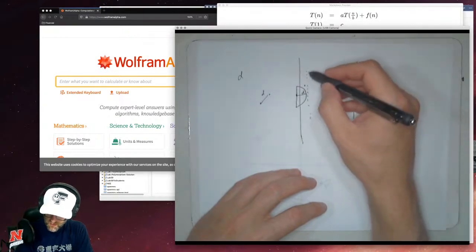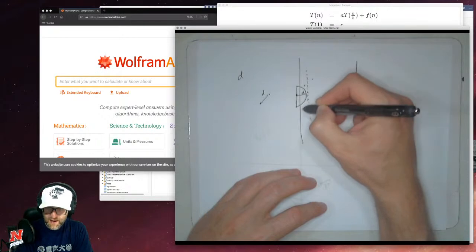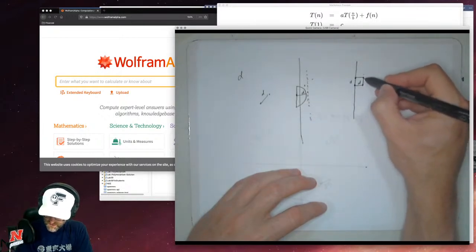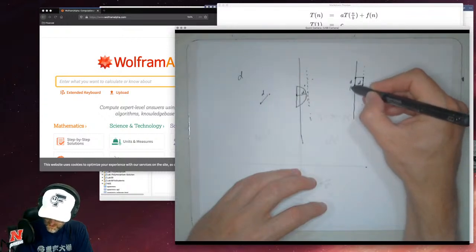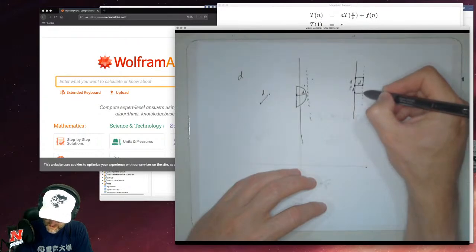But as I put it before, we simply need to look at everything within this band right here. So that corresponds to a distance d all the way over. And this is the point that we're interested in here. Go down another distance d, and then over a distance d.